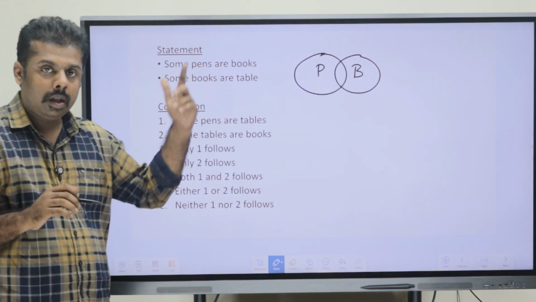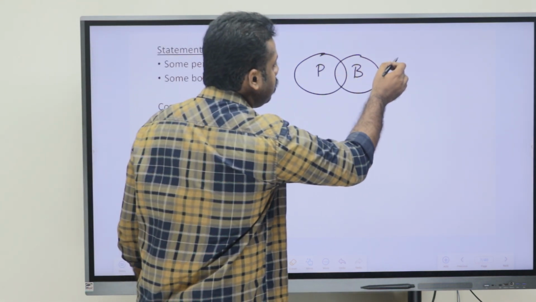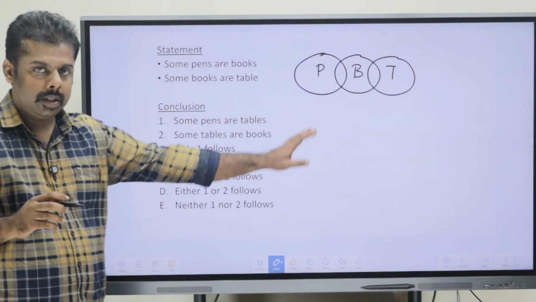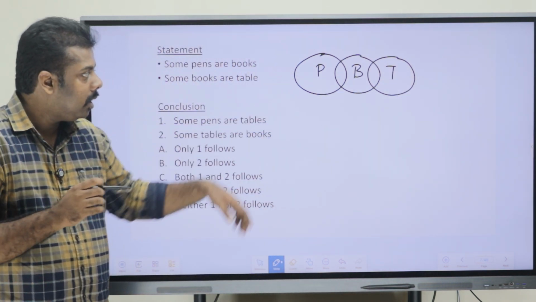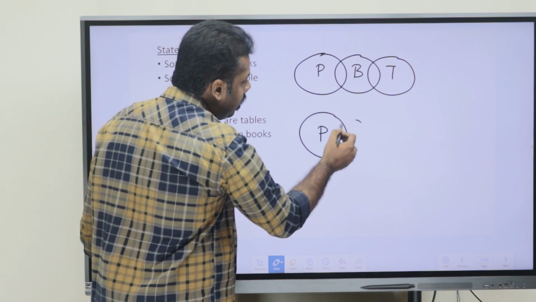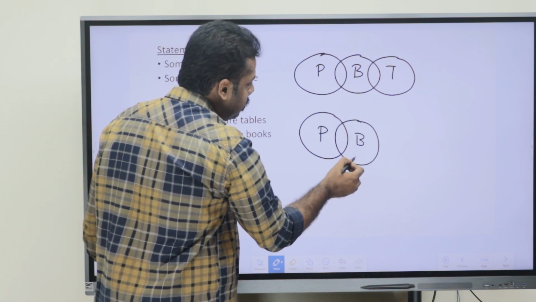Now, some books are table. So some books are table also has a some relation. So the Venn diagram will be coming in this fashion. Okay. So you might think that we can connect some. You might have a doubt that why didn't we connect this in this fashion?